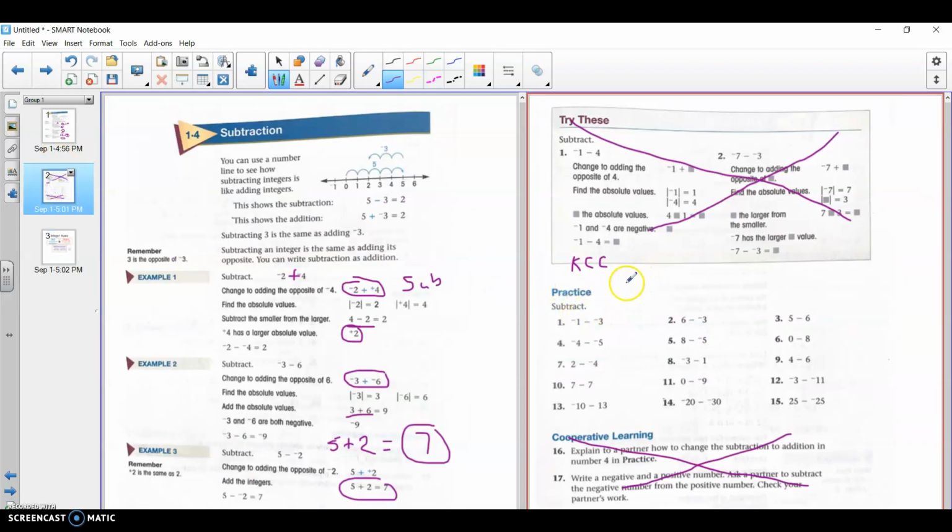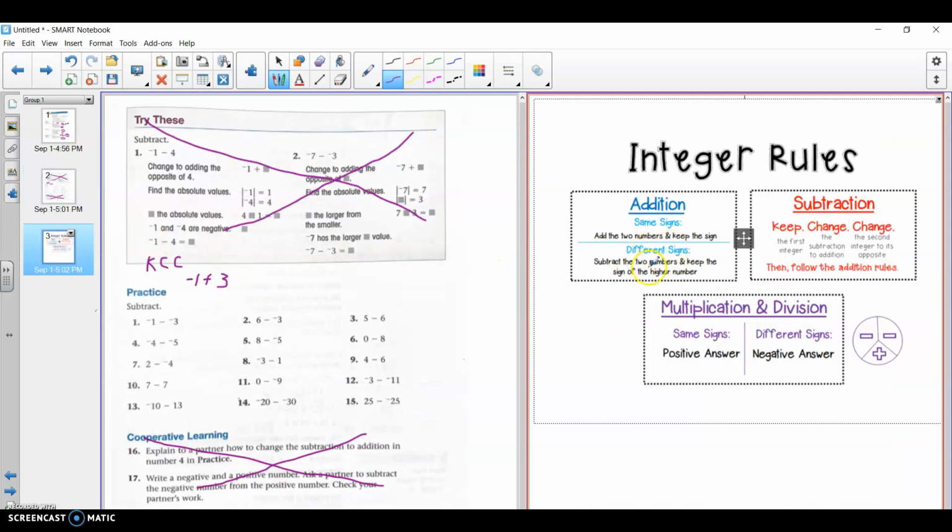All right, so keep the negative 1. I'll keep the negative 1. Change the subtraction to addition. I'm going to do that. Hide the subtraction, and that's a negative 3. So I need to change that as well, and that is going to be a positive 3 because you're going to its opposite. Now, do you have same signs or different signs? Well, one is negative and one is positive. That makes it different. Different signs, you are going to subtract.